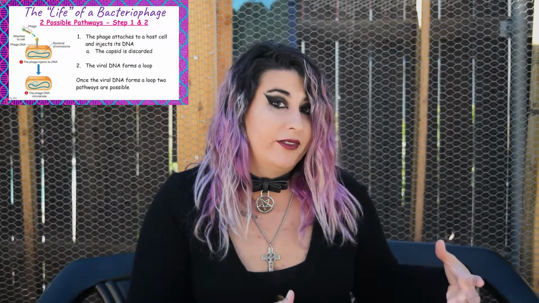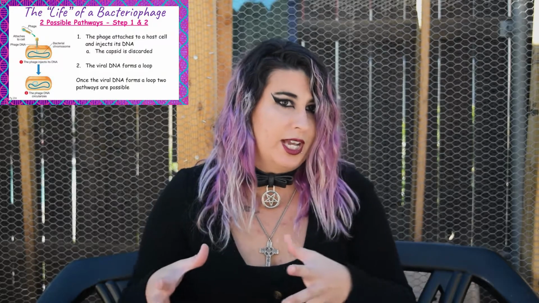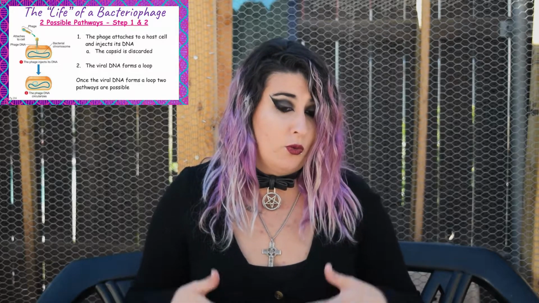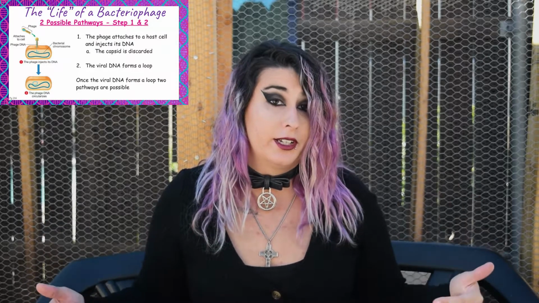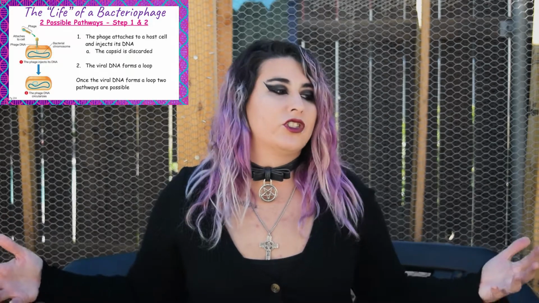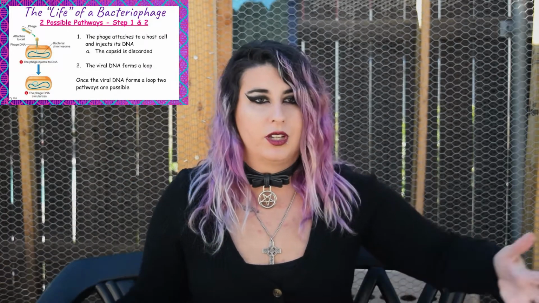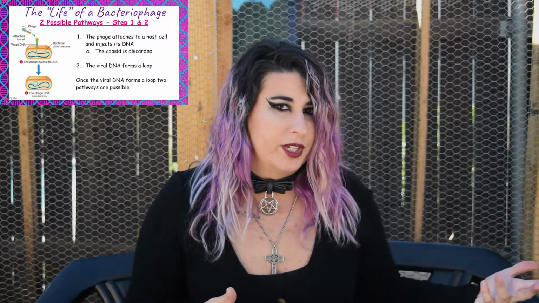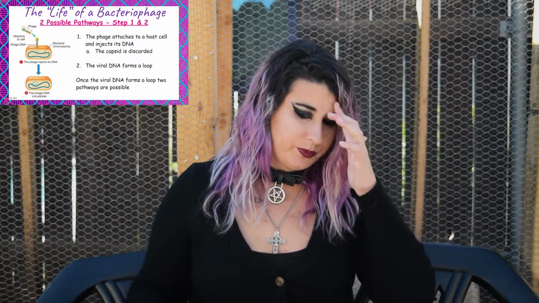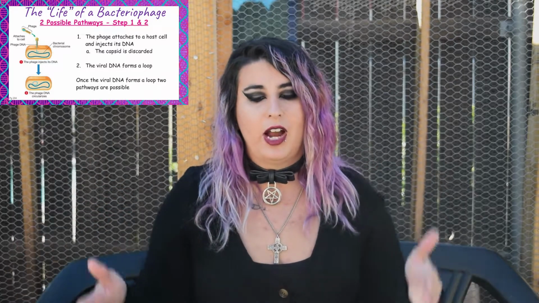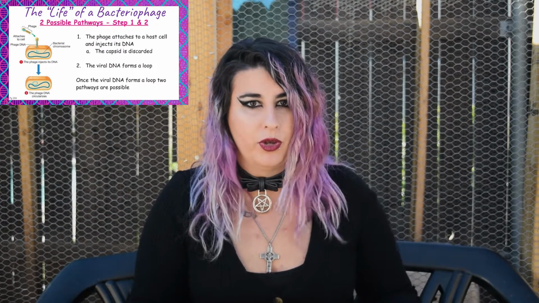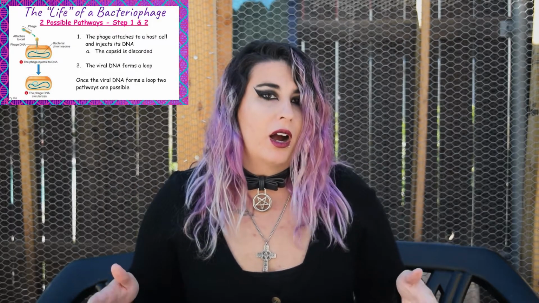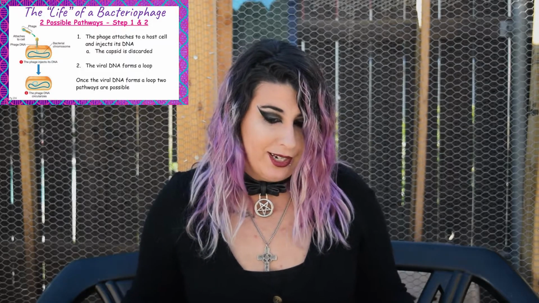The whole job of the capsid is just to protect and get that DNA to the next host cell. So once the genetic information is injected, there's no more use for it, and it's just kind of left to wander. Really, it's just going to end up getting broken down, but that's not important. And then step 2, that viral DNA is going to form a loop. Now, once that DNA forms a loop, it can embark on either of the 2 pathways.